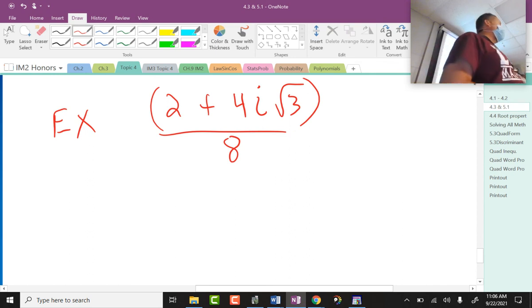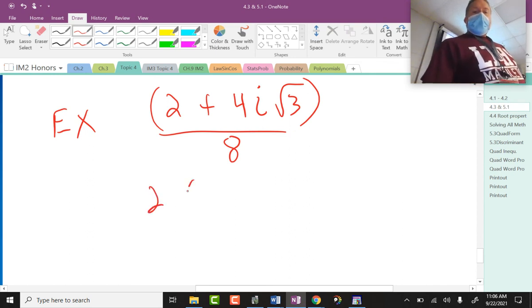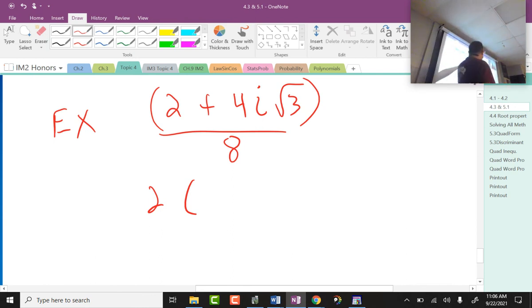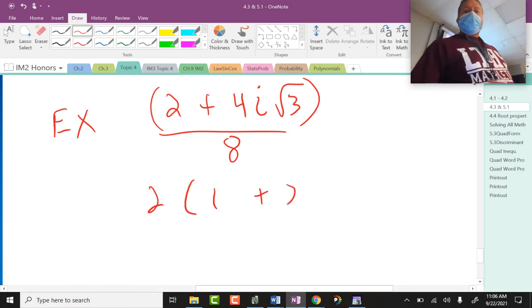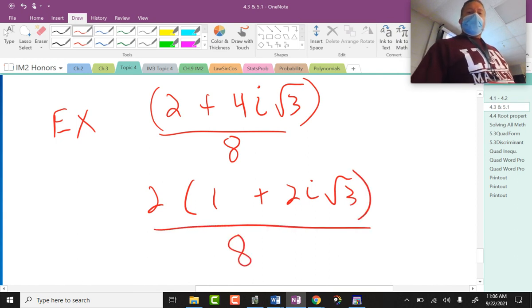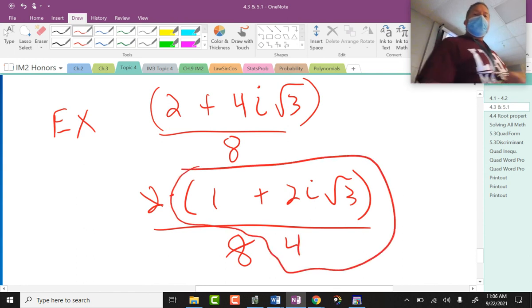You know what you can do though? You can factor. What does that 2 become if I take a 2 out? What does that 2 become? 1. What does that 4 become? 3, 2, 1, go. 2. 1 plus 2i root 3 over 8. Now that 2 is free as a product to be canceled with this 8. And now that's how you simplify that.